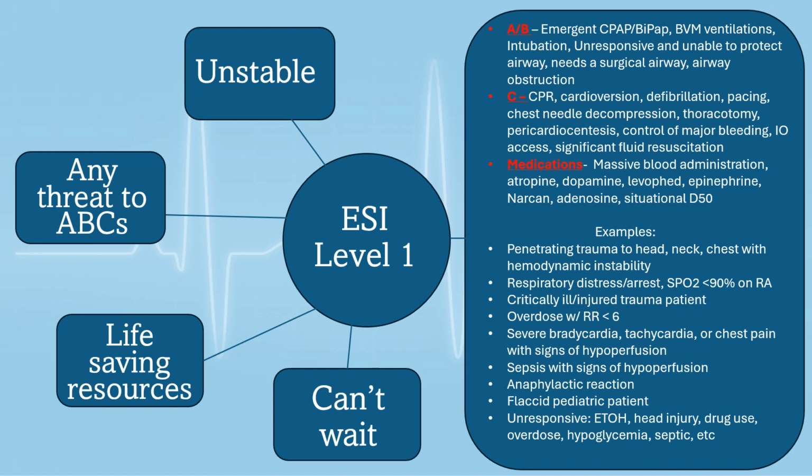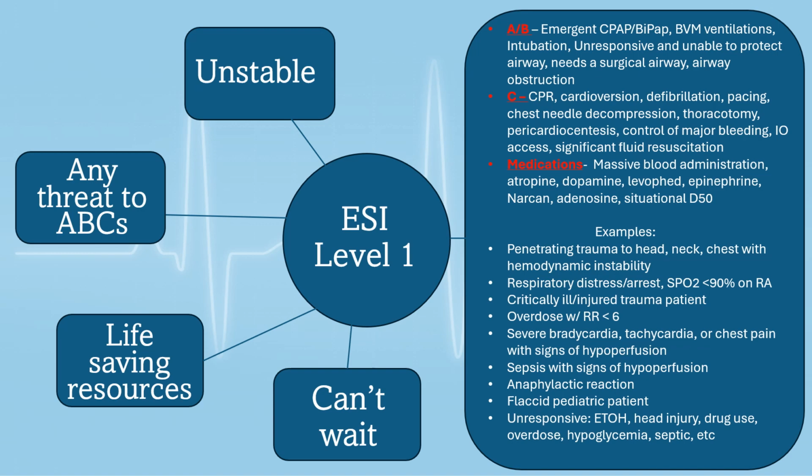So when we look at ESI level 1, this is really a threat to ABCs, okay? A threat to ABCs. So when we look at airway and breathing, this is emergent CPAP, BiPAP. This is a patient who's getting bag valve respirations or ventilations. This is a patient who's intubated. If they're unresponsive and unable to protect their airway, someone who might need a surgical airway or they have airway obstruction. When you look at circulation, it's a patient who's getting CPR.